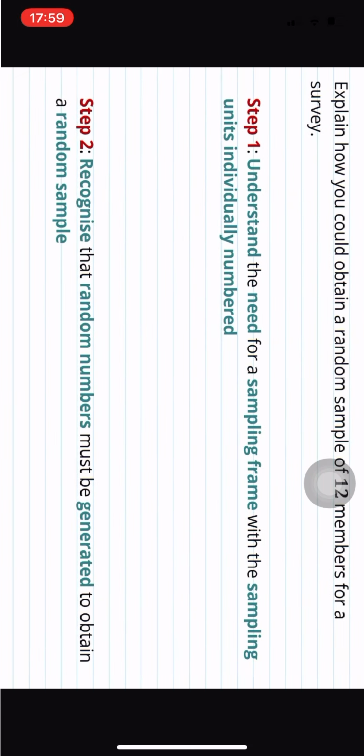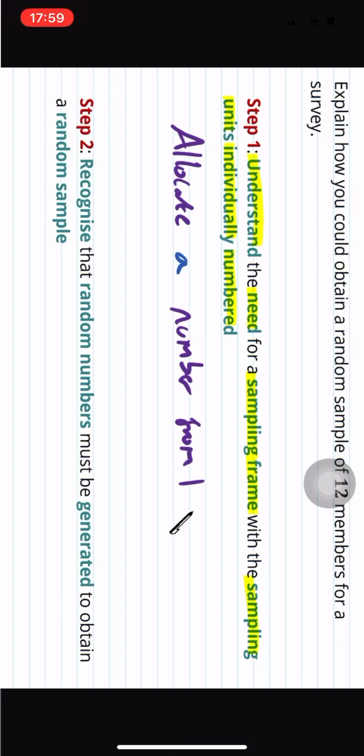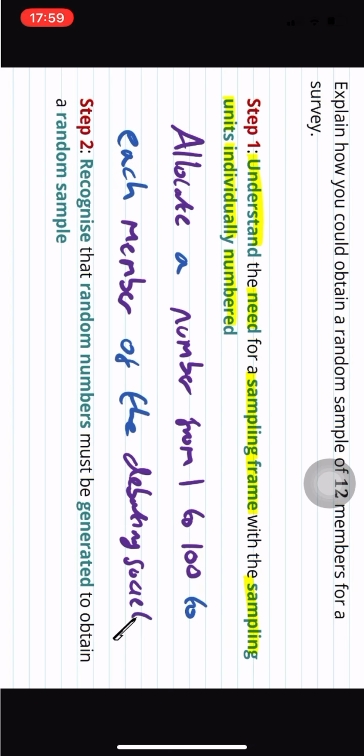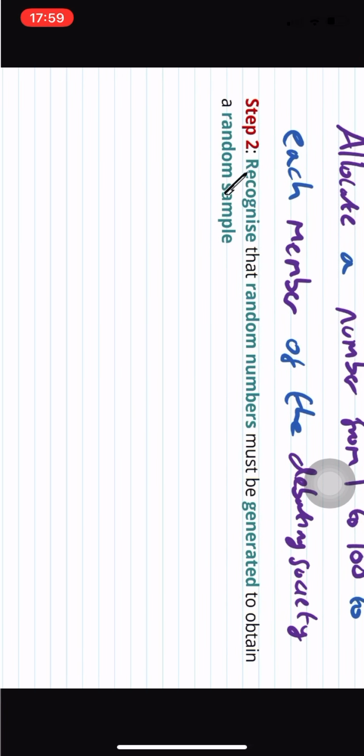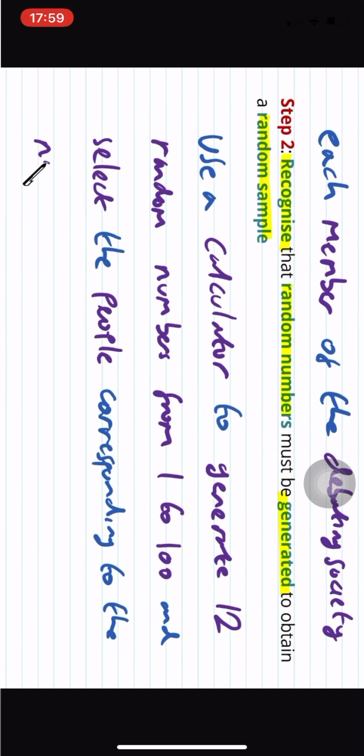The first step is to understand the need for a sampling frame, with the sampling units individually numbered. We need to allocate a number from 1 to 100 to each member of the debating society. Our second step is to recognise that random numbers must be generated to obtain a random sample. We can use a calculator, for example, to generate 12 random numbers from 1 to 100 and select the people corresponding to the numbers chosen.